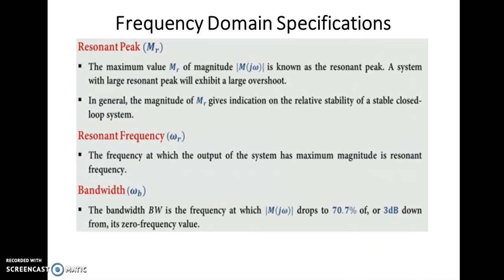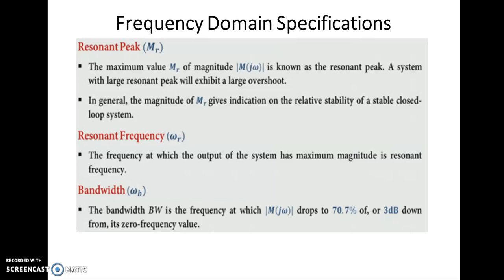In the frequency domain, we have some specifications to describe the frequency response of a particular system, similar to the time domain specifications like rise time, delay time, peak overshoot. These are the main frequency domain specifications. Resonant peak is denoted by M suffix r. The maximum value of the magnitude of the closed loop transfer function in frequency is known as the resonant peak.